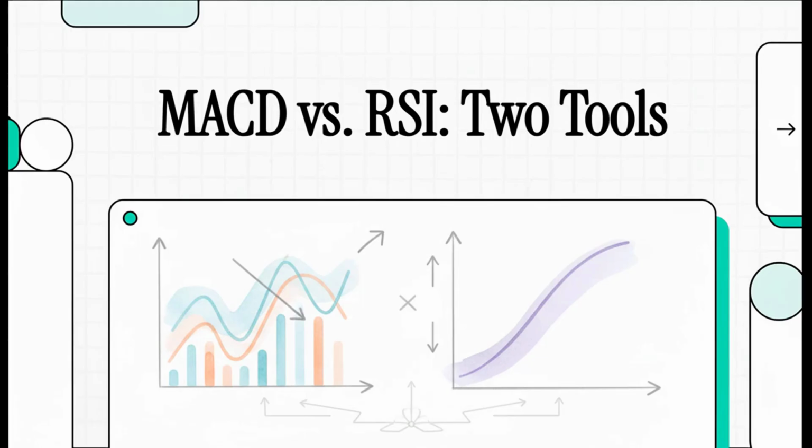All right, today we are diving deep into market momentum. We're going to put two of the biggest tools in any trader's toolbox head to head, the MACD and the RSI. We're going to see what they do, how they're different, and most importantly, how they can work together.